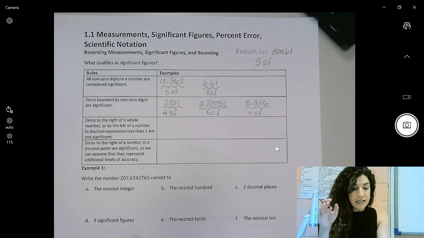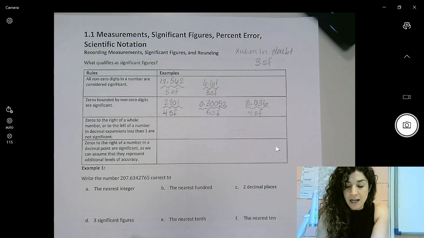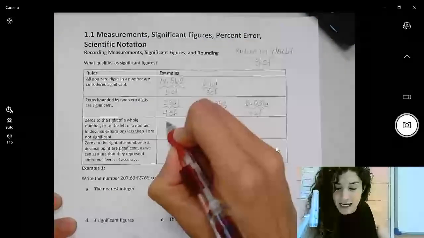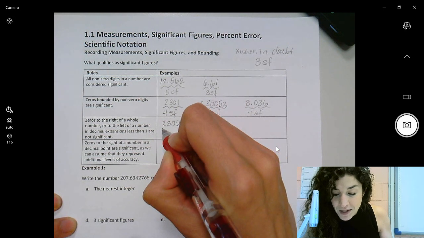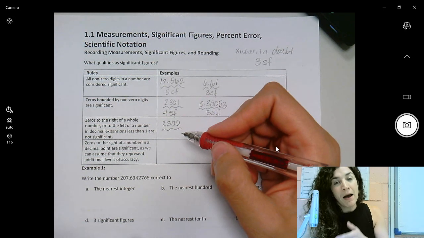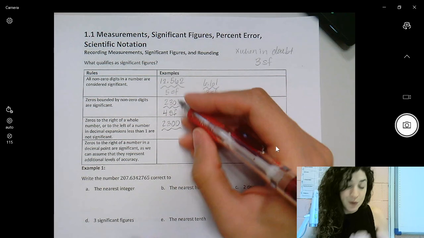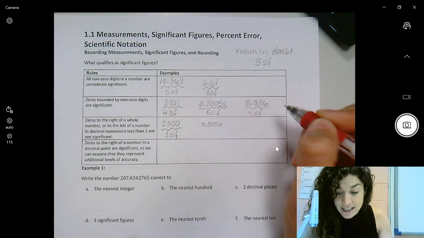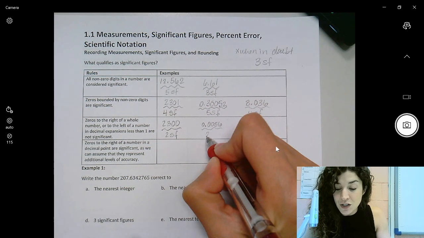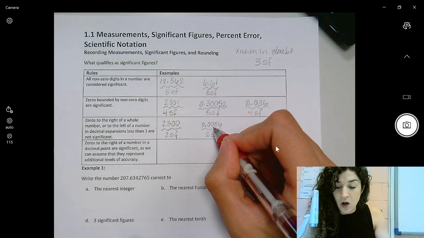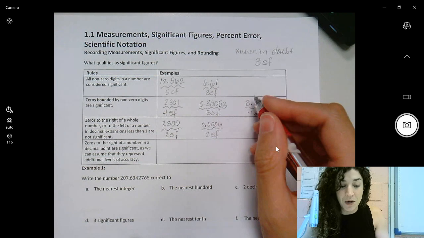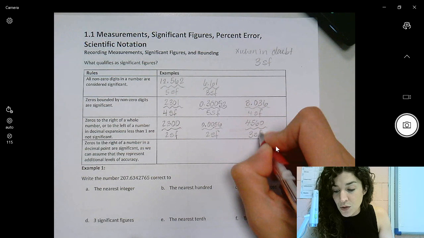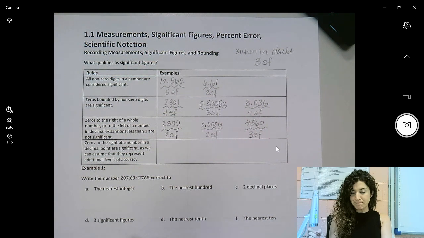Okay, zeros to the right of a whole number or to the left of a number in a decimal expansion less than 1 are not significant. Very weird way to say it. Like 2,300: these 2 zeros, since they're not bounded, do not count. So this only has 2 significant figures. 0.0056 also only has 2 significant figures. All of these zeros don't count until you start with non-zero digits. 4,560 has 3 significant figures.